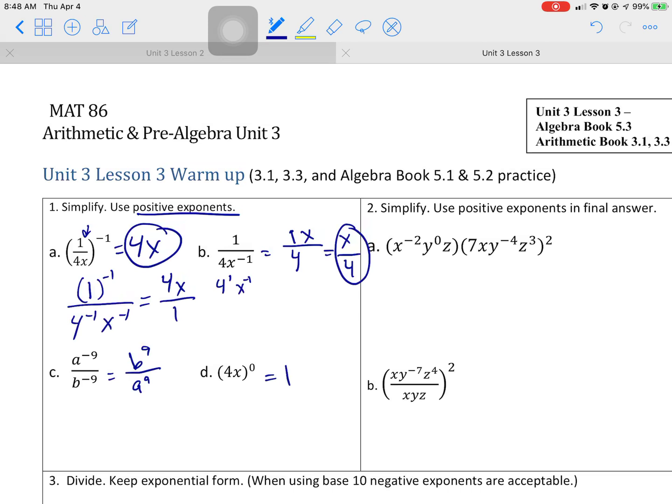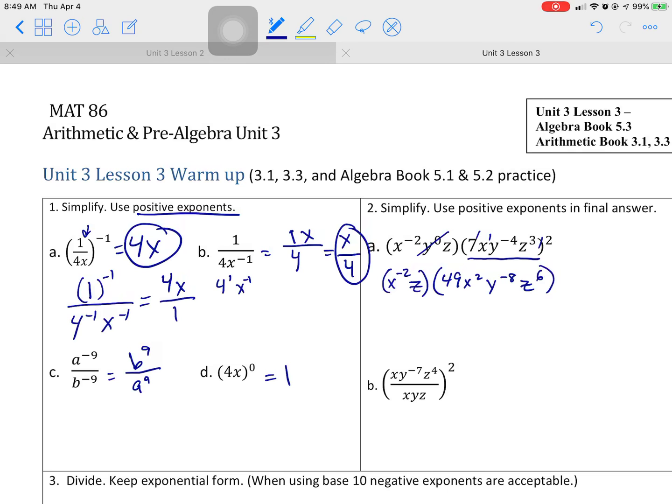And anything to the 0 power is 1. This one, we need to do this first, because this one's raised to the 2nd power, so that means we don't do anything with this one. I'm not going to write the y over again because it was just a 1. 7 to the 2nd power is 49. X to the 2nd power, that was a 1 there, that was a 1 there, right? Y to the negative 8, because we're multiplying, and then z to the 6.